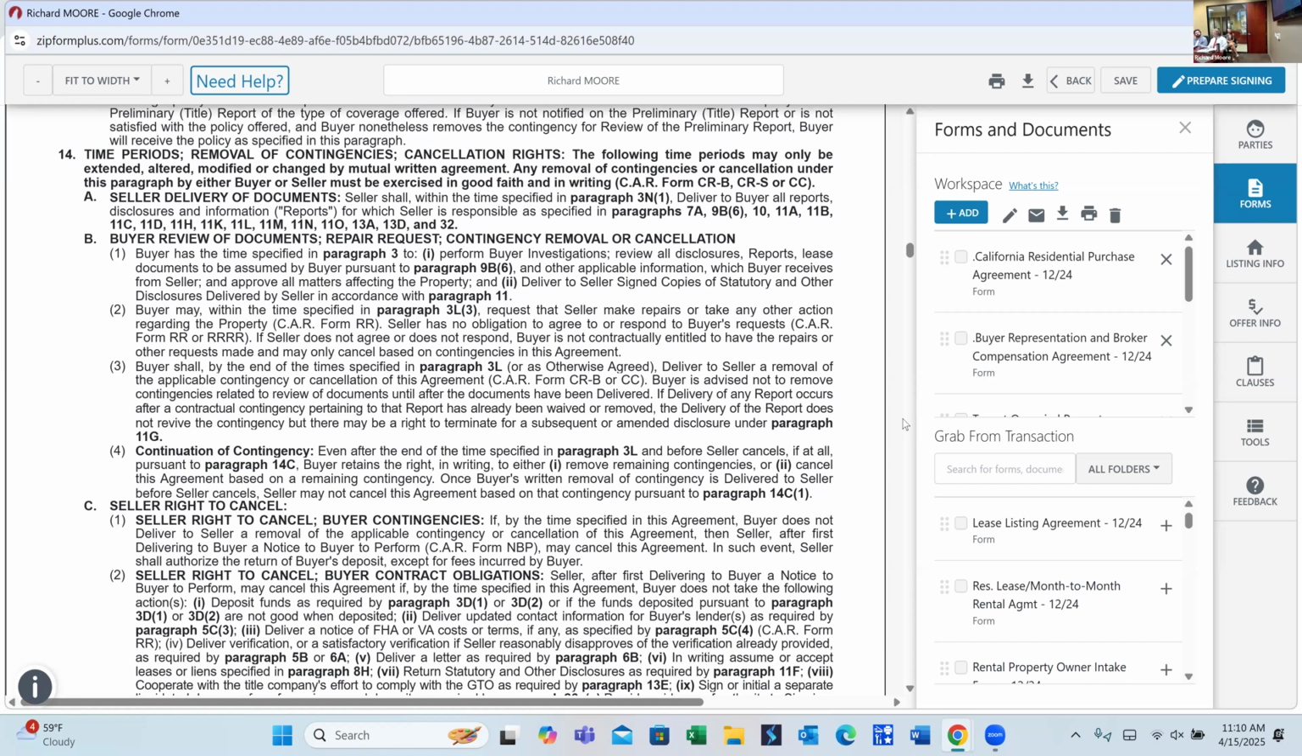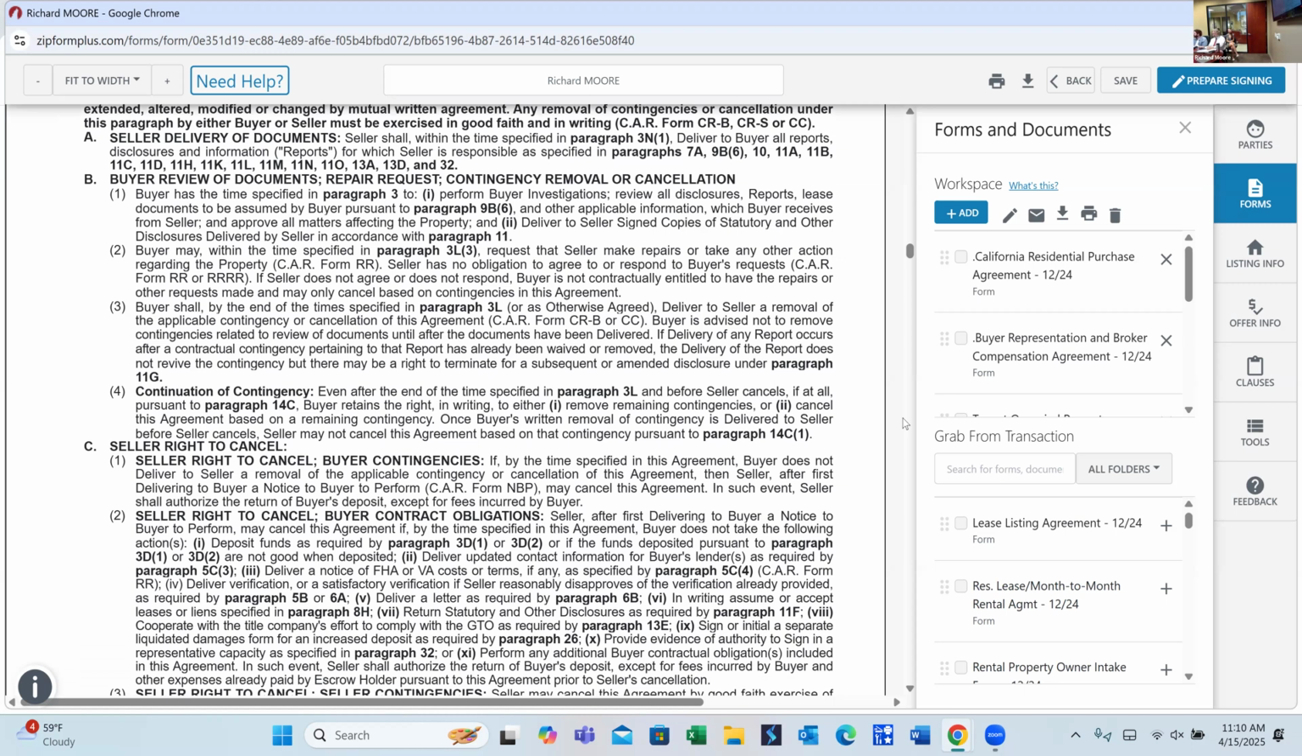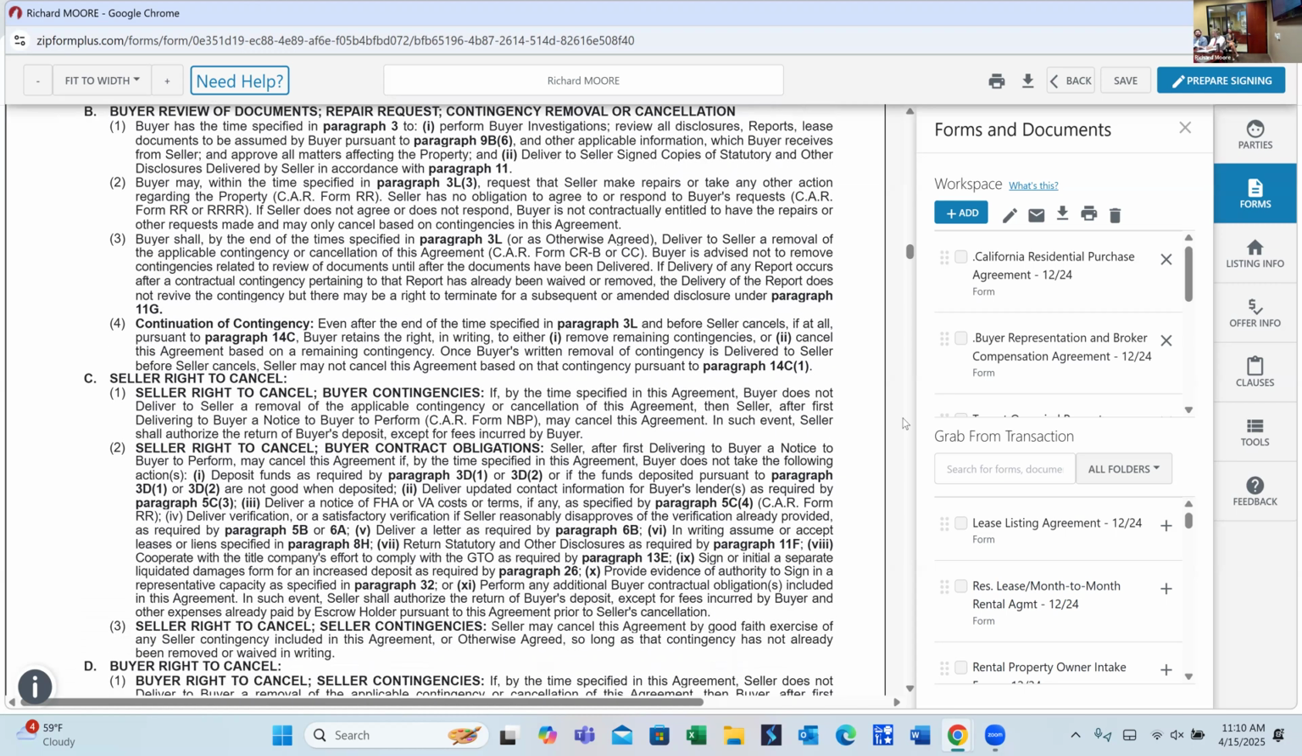What can you do? You can send them something called a notice to perform. When you send a notice to perform, that means the buyer has 2 additional days to remove those contingencies. If you want to be aggressive, because it makes people angry when you send a notice to perform, you can send a notice to perform as soon as 2 days prior to the expiration of a contingency. So if the 17th day falls on Thursday, I want to send a notice to perform on Tuesday. They have until Thursday at 11:59 p.m. to remove their contingencies. The following day, Friday, if they haven't, at 12:01 a.m., I can cancel the contract.